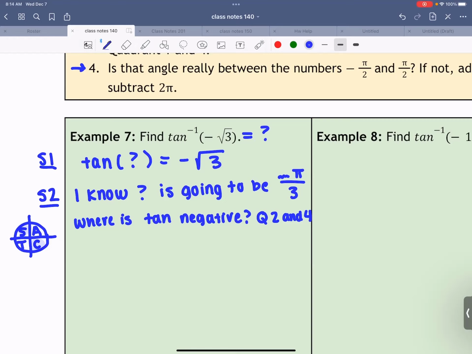Well, if I look in quadrant 2, it looks like 2 pi over 3 is in quadrant 2, right? And then if you take a look at quadrant 4, 5 pi over 3 is in quadrant 4. Okay. So I basically looked at my chart to figure out what the angle is going to be over. I know that tangent's negative in quadrants 2 and 4. So I just took my angles that are in quadrants 2 and 4 that are over 3. Does that kind of make sense? Okay.